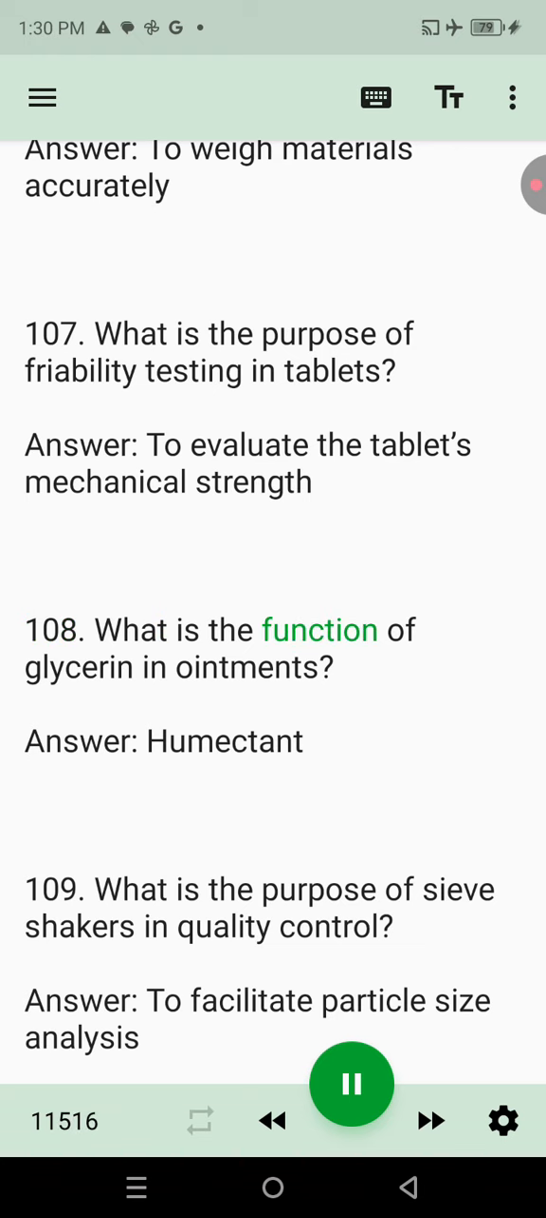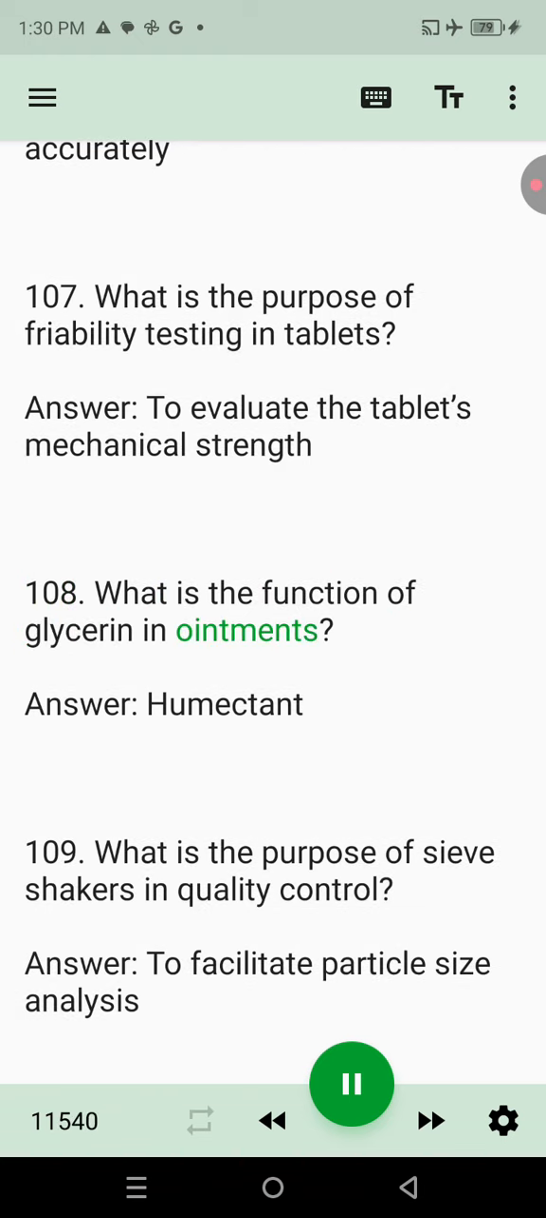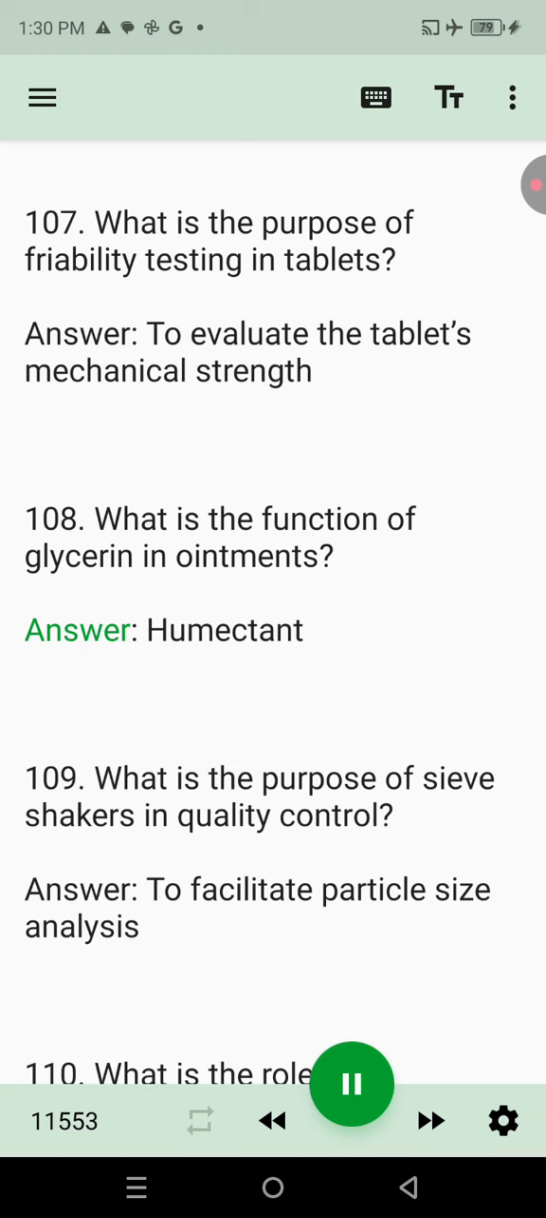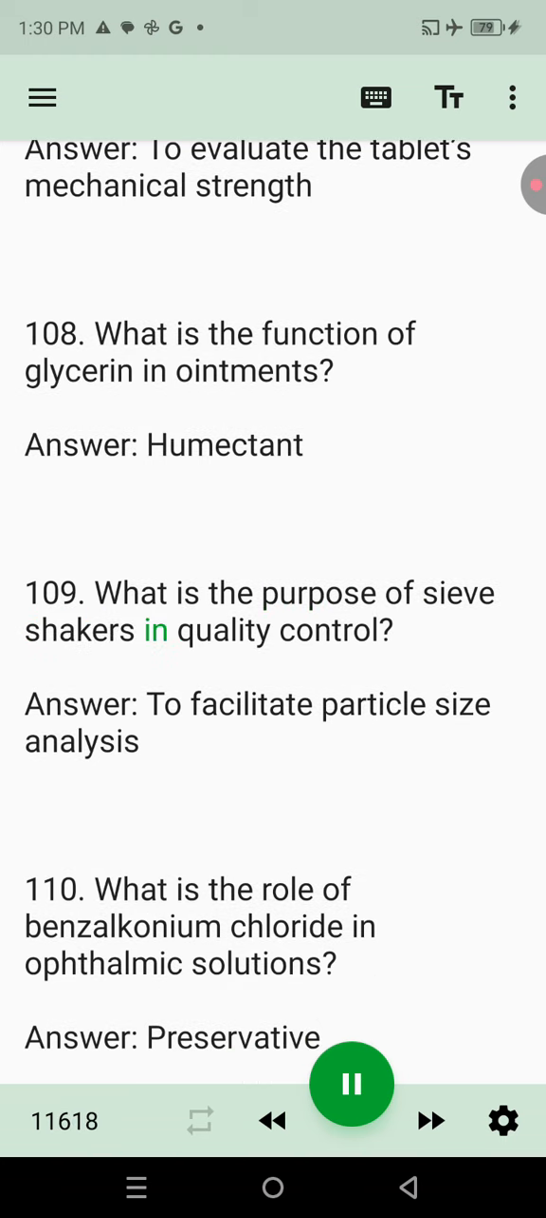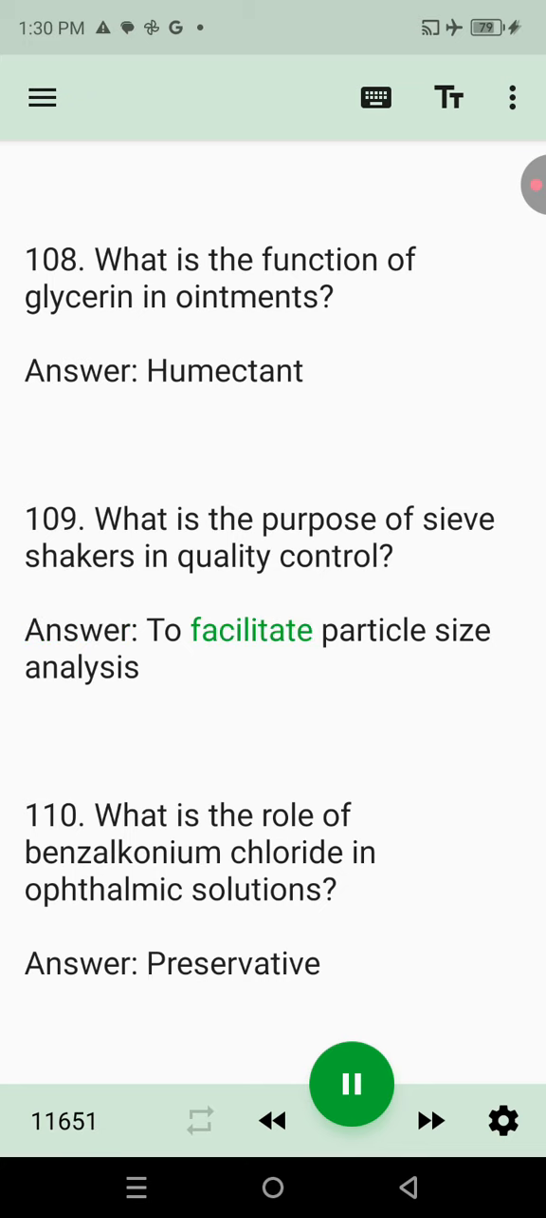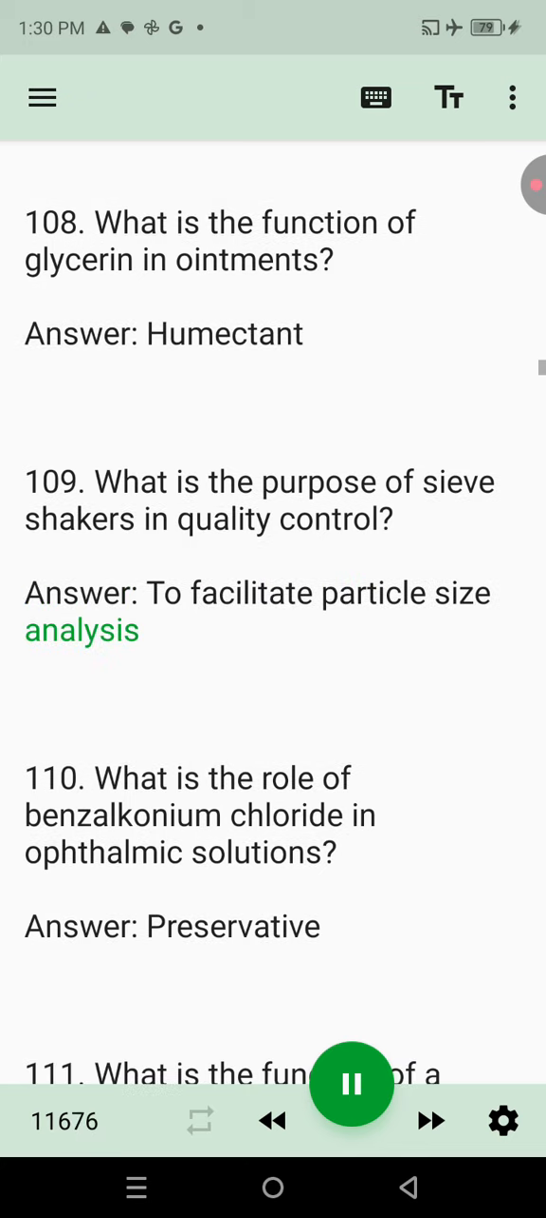108. What is the function of glycerin in ointments? Answer: humectant. 109. What is the purpose of sieve shakers in quality control? Answer: to facilitate particle size analysis.